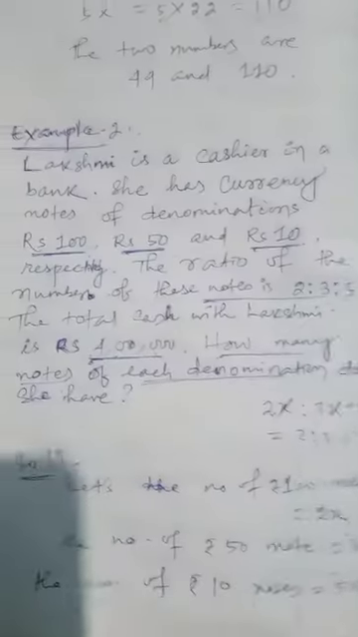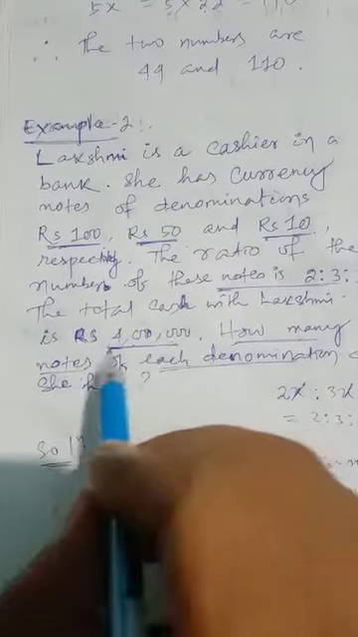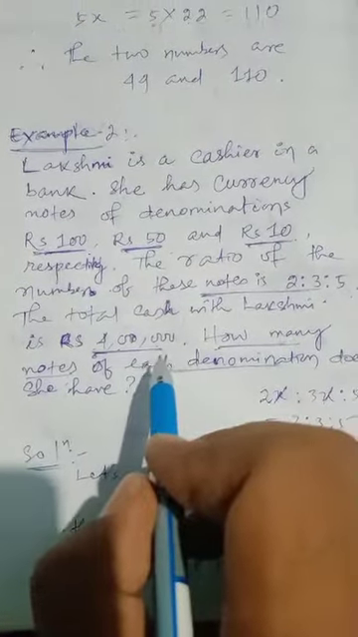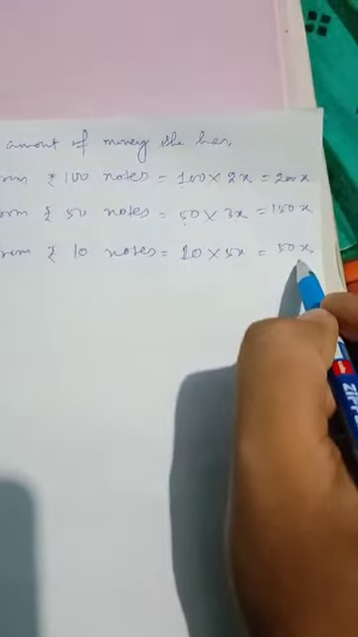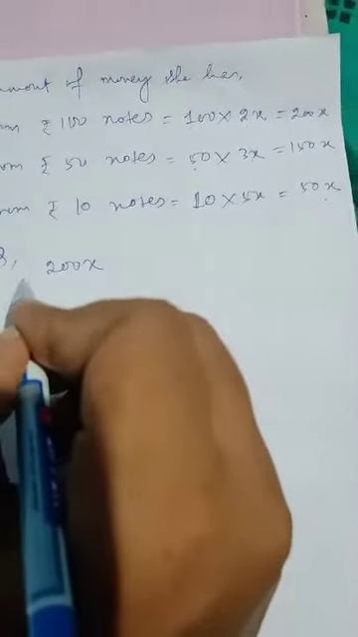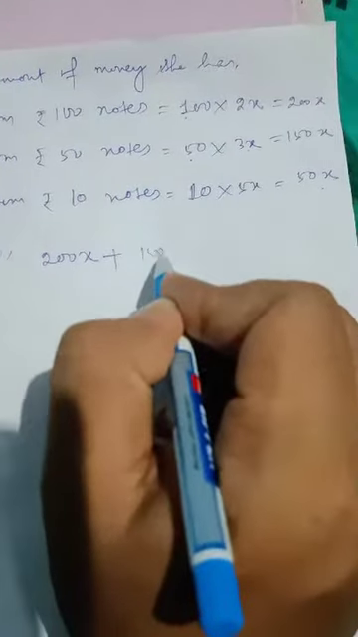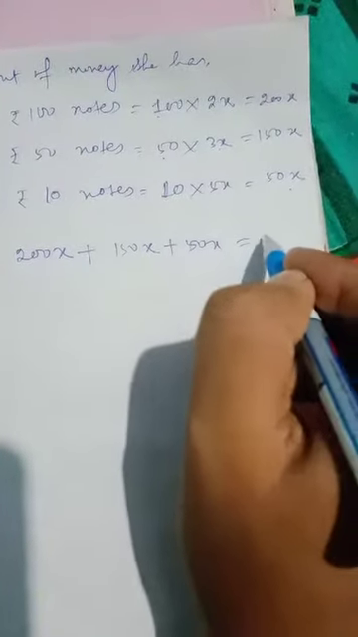In this question, it is written that Lakshmi has 4 lakh rupees in all. So according to the question, 200x plus 150x plus 50x is equal to 4 lakh rupees.